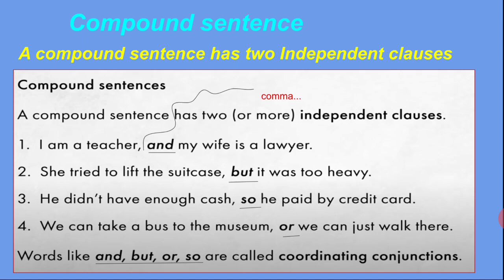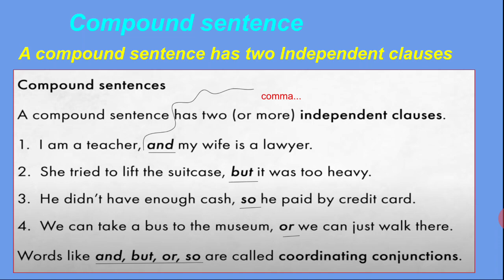So a compound sentence has two independent clauses. Independent clause means what? A clause which has a subject and verb and a complete sense. I am a teacher. It has a complete sense. My wife is a lawyer. It has a complete sense. But it is connected by a conjunction to form a compound sentence. So a compound sentence has two independent clauses connected by a coordinating conjunction.